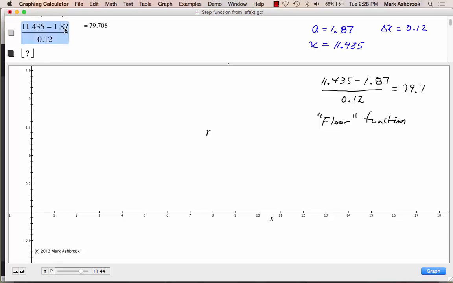I'm going to take that expression, copy it, and paste it into the floor function. It worked. All right. So here it's showing you that if you put in that ratio that we know is 79.7, and then execute the floor function on that ratio, it returns the whole number that we want, 79.